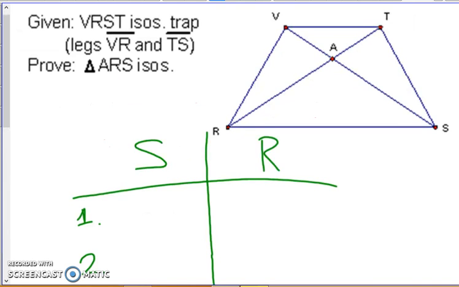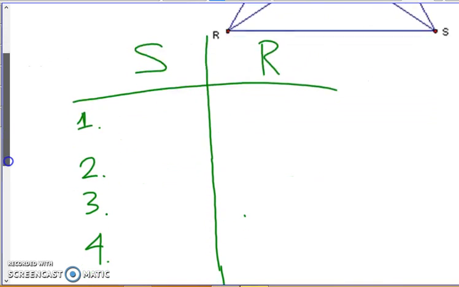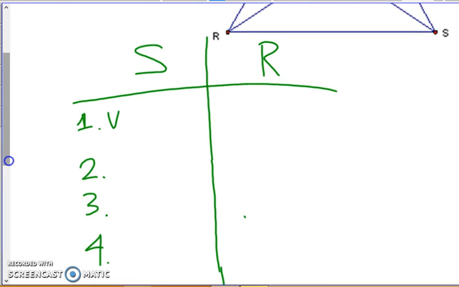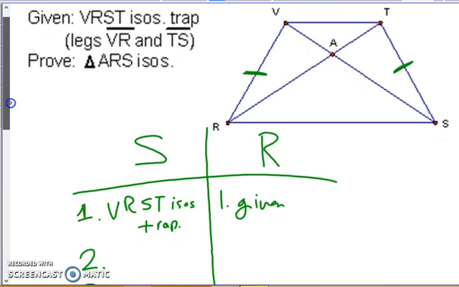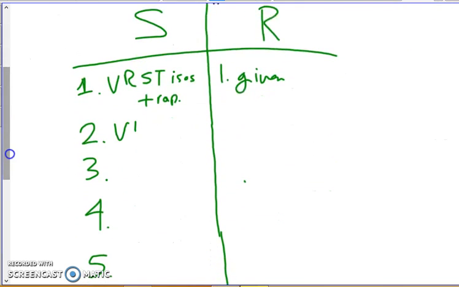Okay, let's look at a proof here. So it gives us that VRST is an isosceles trapezoid. The legs are VR and TS, and it wants us to prove that ARS is isosceles. So we're going to start by saying that we have an isosceles trapezoid that is given to us. Based on that, we know TS and VR, like we marked there, are congruent.